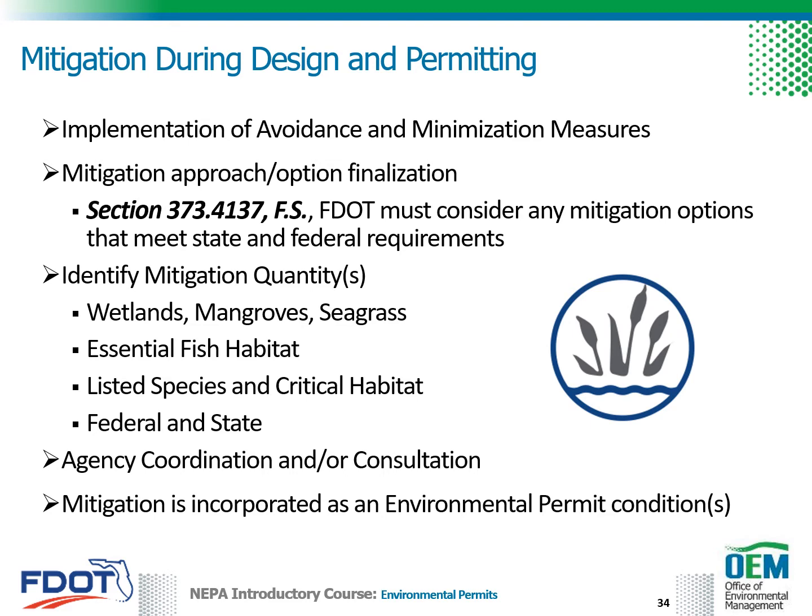Mitigation activities performed during design and permitting may include implementation of avoidance and minimization measures, finalizing the mitigation approach, identifying the mitigation quantities, such as wetlands, mangroves, seagrasses, essential fish habitat, listed species, and critical habitat, and the amount of federal and state credits, completing agency coordination and/or consultation, and ensuring that mitigation is incorporated as an environmental permit condition.